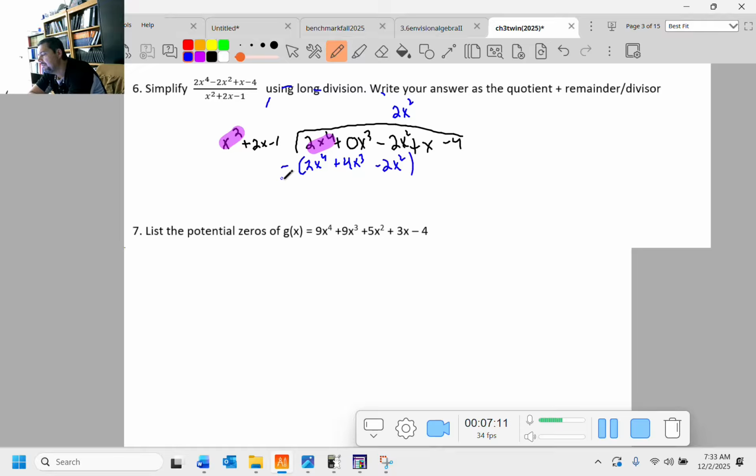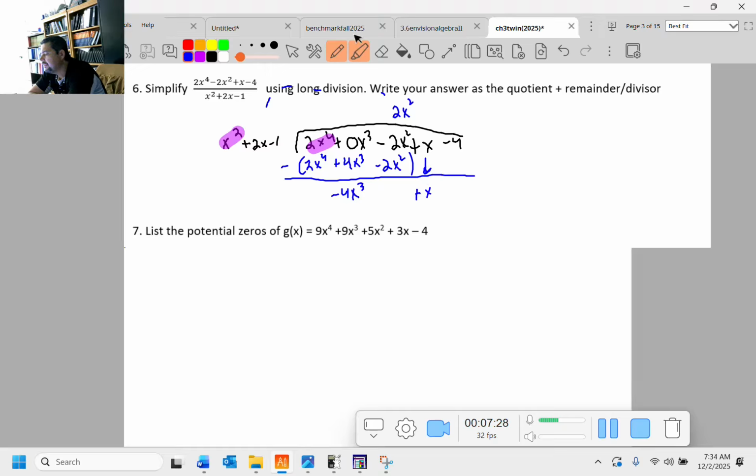Remember, we wrap before we subtract. So the x to the fourths are gone. 0 take away 4 is negative 4x cubed. A negative take away a negative is addition. So there are no x squareds. We're going to bring down that x because we'll probably need her.